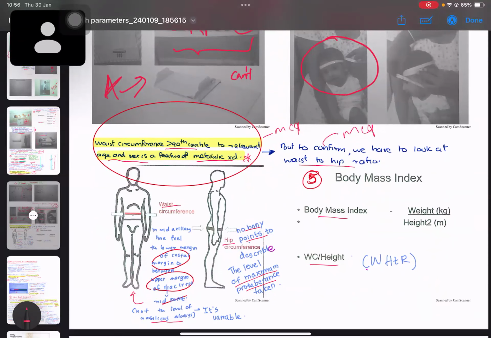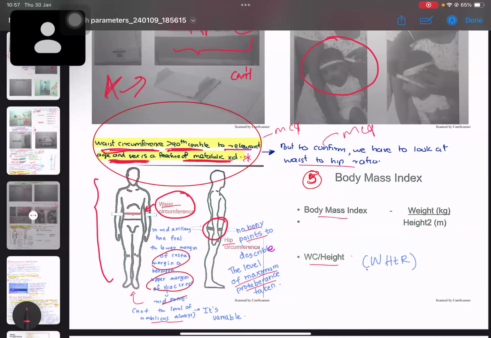Then for children and adolescents, waist circumference has importance when we are addressing obesity. Waist circumference more than the 90th centile for the relevant age and sex is a feature of metabolic syndrome. It shouldn't be more than the 90th centile. This is the waist circumference and this is the hip.